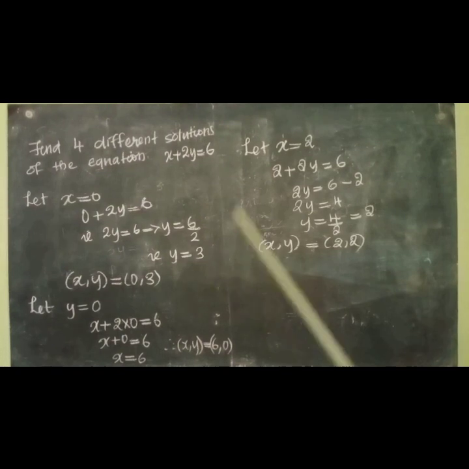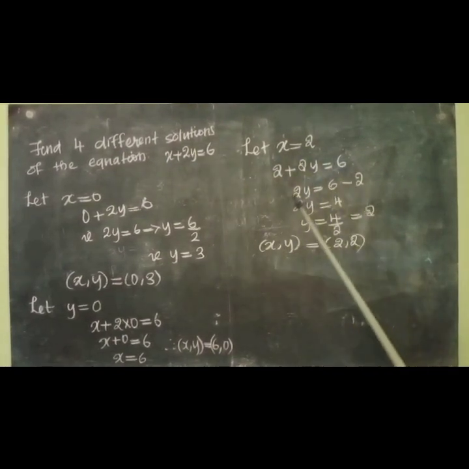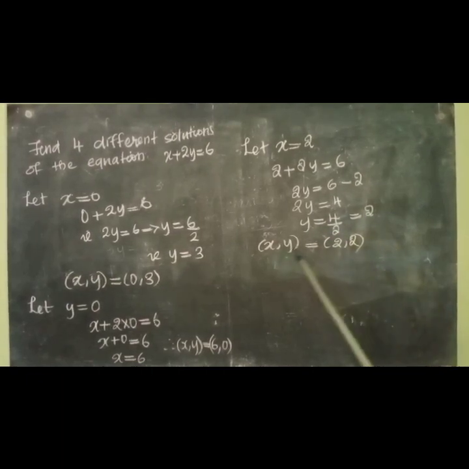Now let us give x equal to 2 in this equation. We get 2 plus 2y equal to 6. 2y equal to 6 minus 2. That is 2y equal to 4. y equal to 4 by 2, that is equal to 2. So we got (x, y) equal to (2, 2).